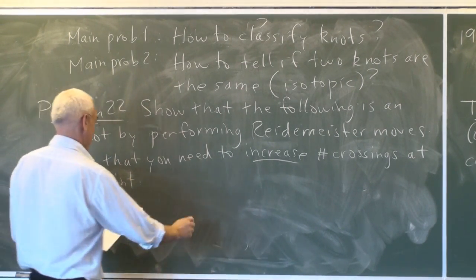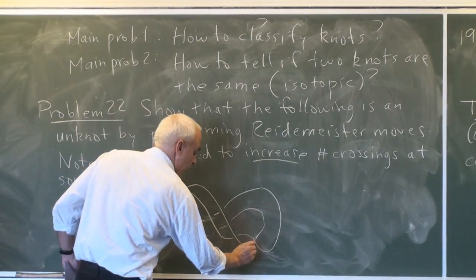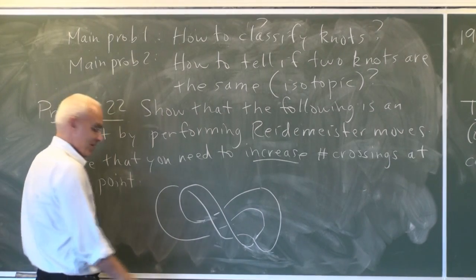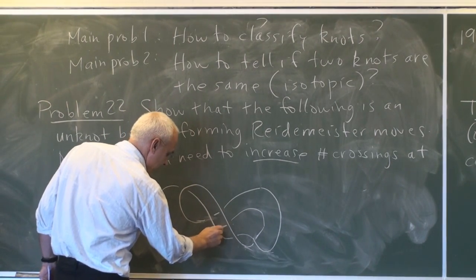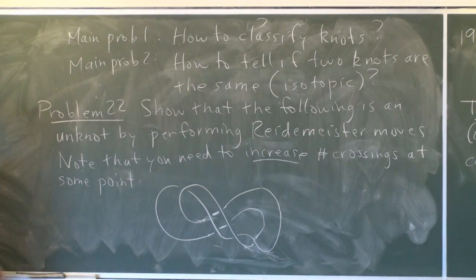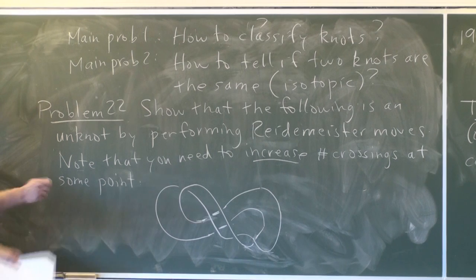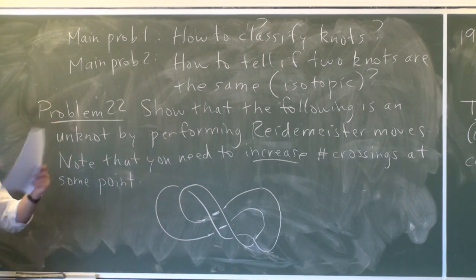Okay, what's the knot? It's this one here. Okay, I think that's right. So I hope you can see where the overs and unders are. And the claim is that's an unknot, meaning that if you shake it and do enough to it, you can turn it into a circle.